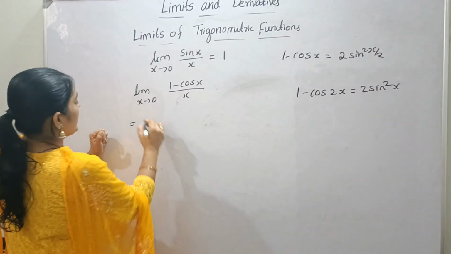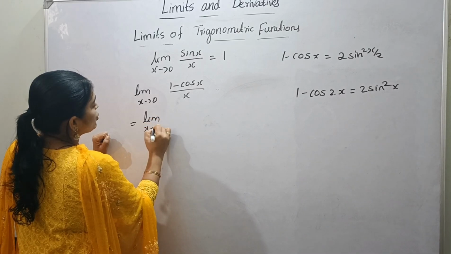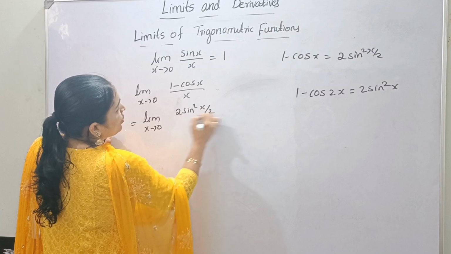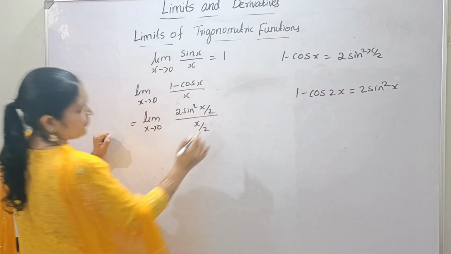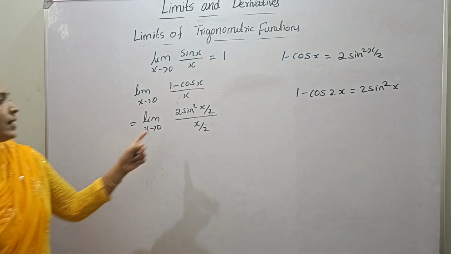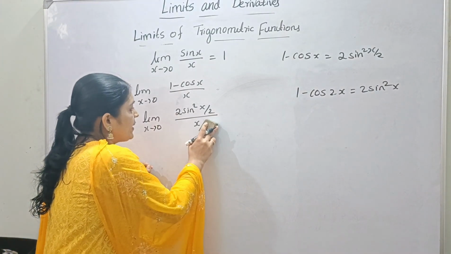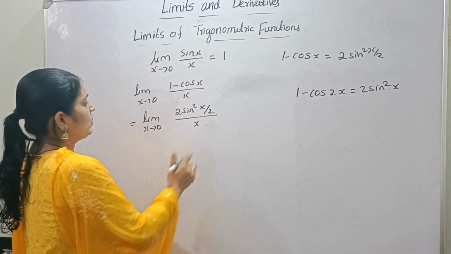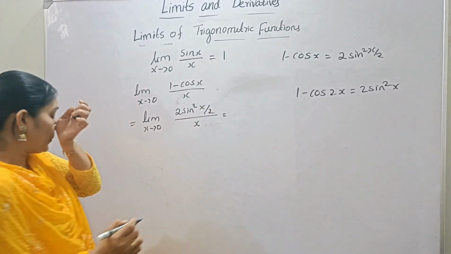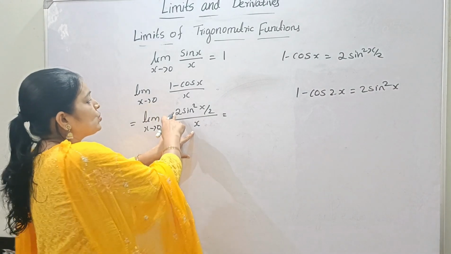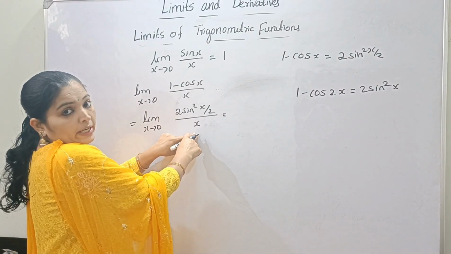Don't forget to write the limit. Limit x tends to 0, 2 sin square x by 2 divided by x by 2. Okay, see here, not x by 2 here, x. Okay, x itself.